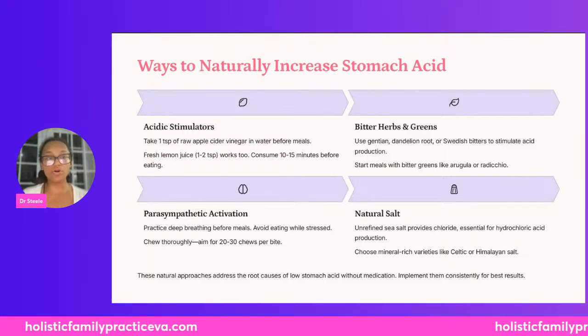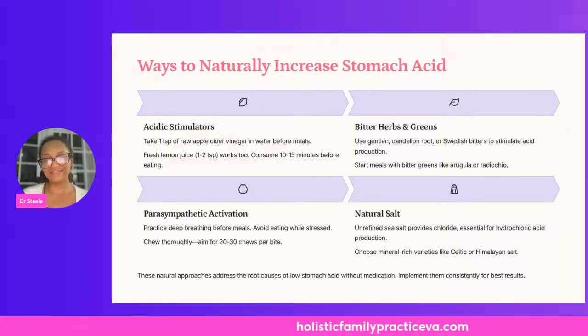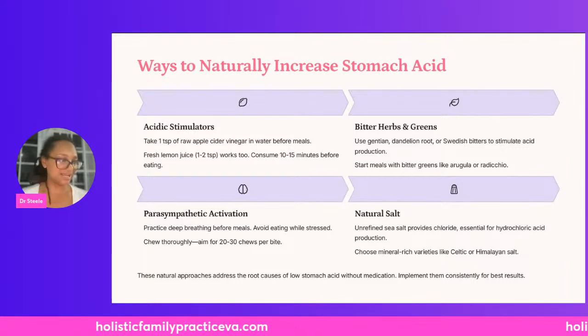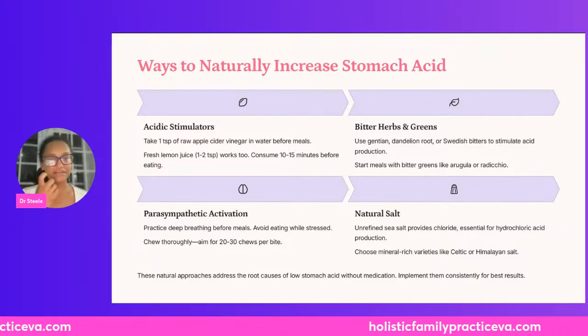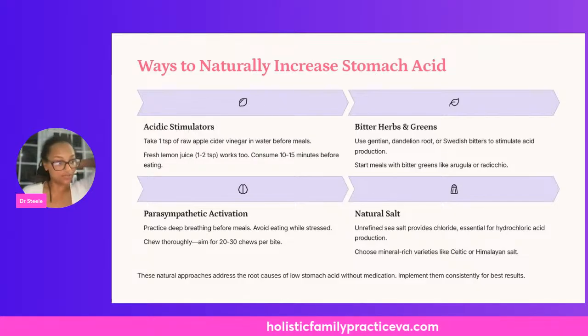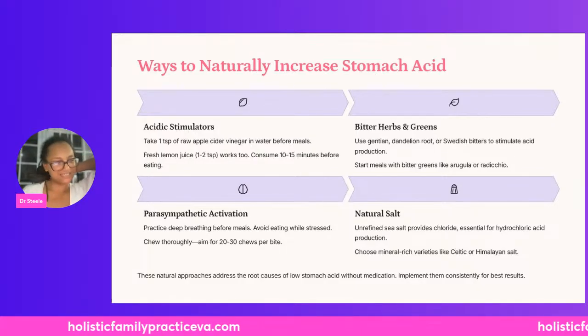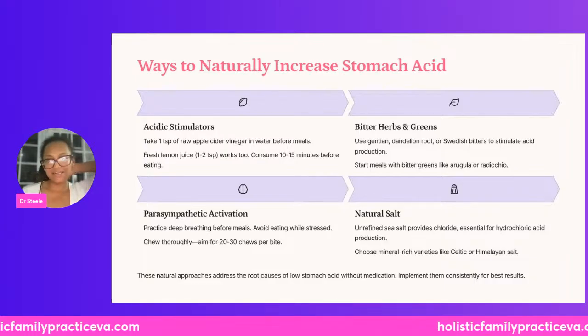When you get into herbs and things like that, you can use gentian, dandelion root, or Swedish bitters, to stimulate acid production. I actually like Quicksilver Diagnostics digestive bitters. Those work really, really well. But also using teas like ginger tea, fennel tea, that sort of thing.